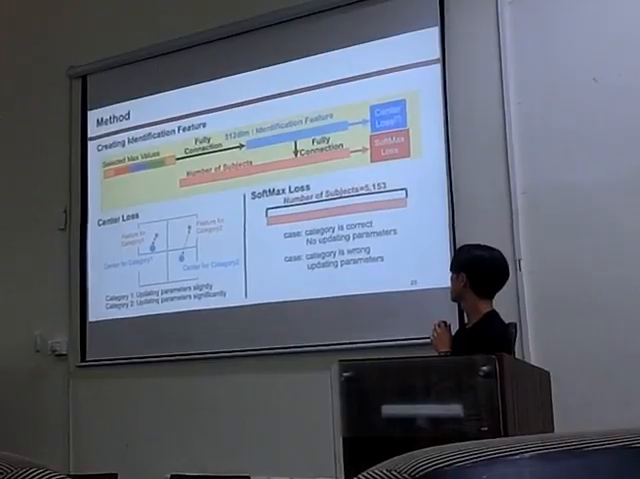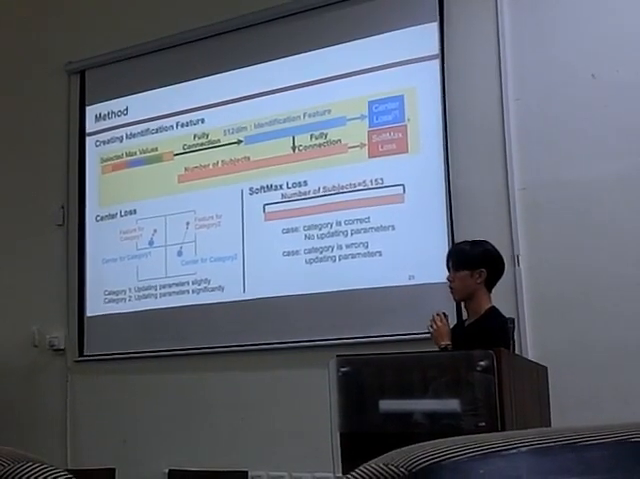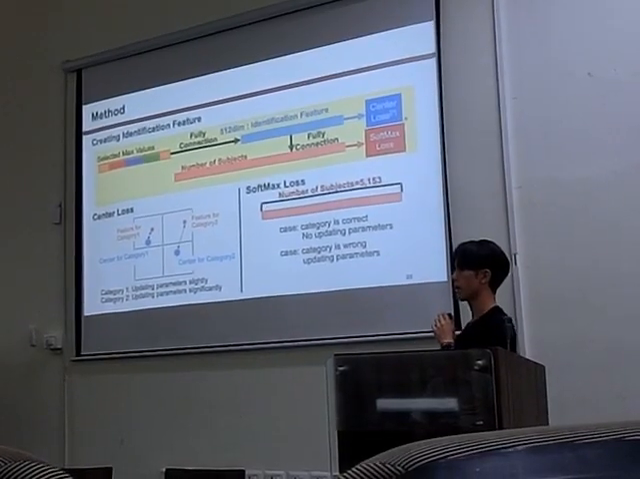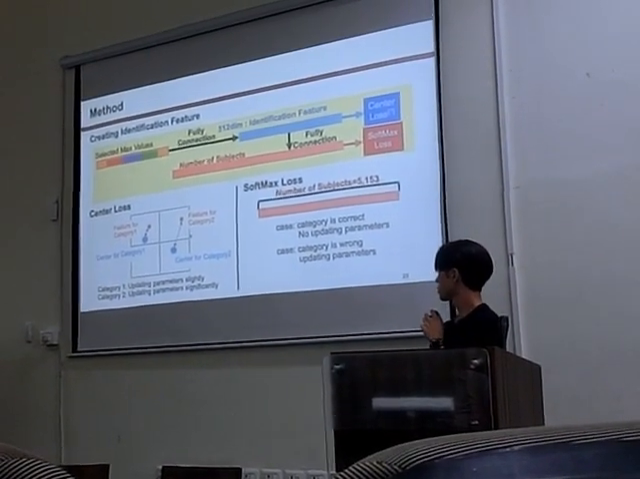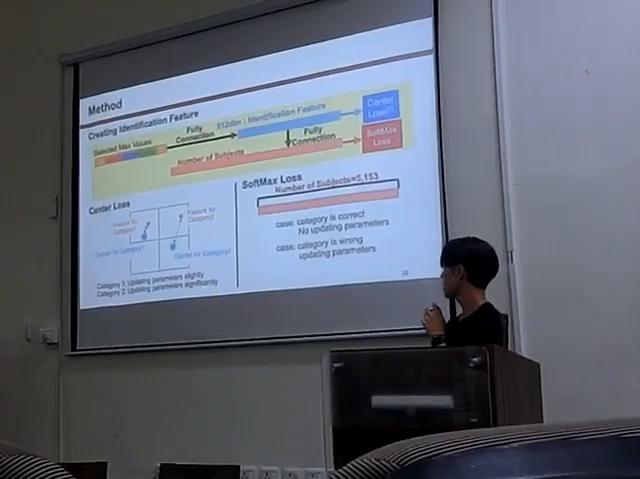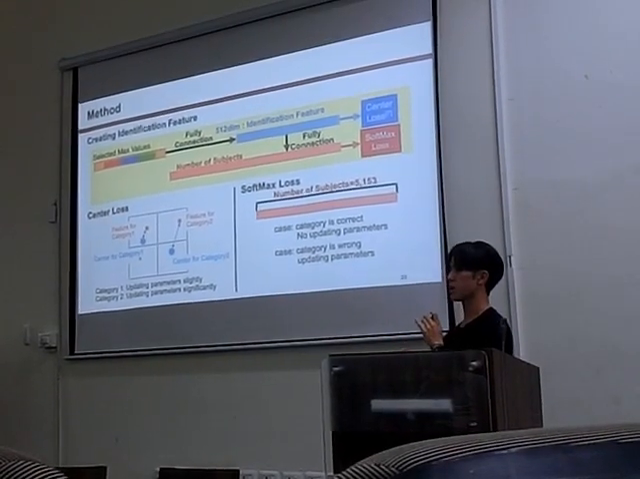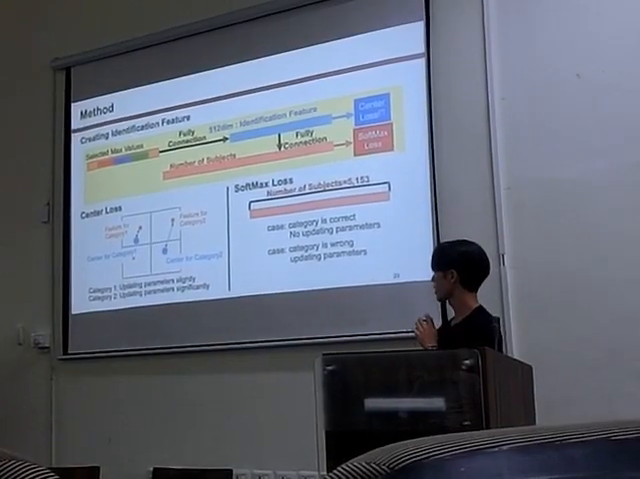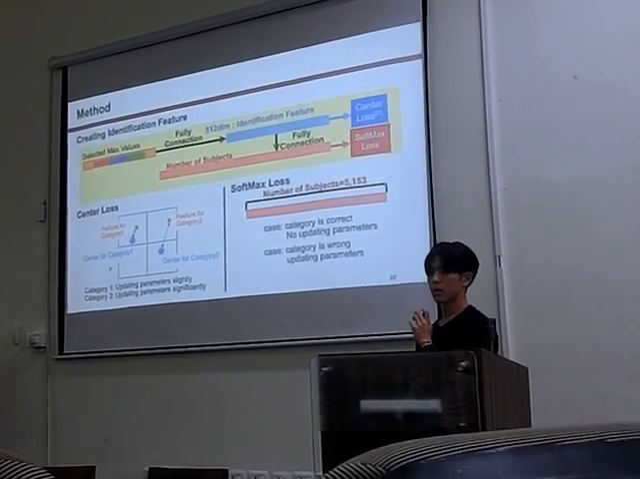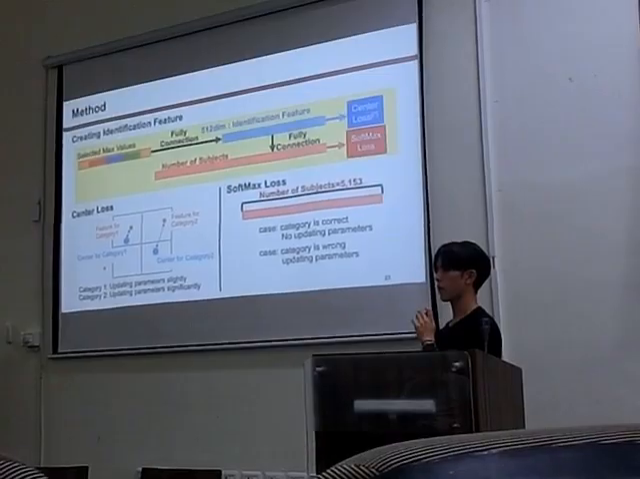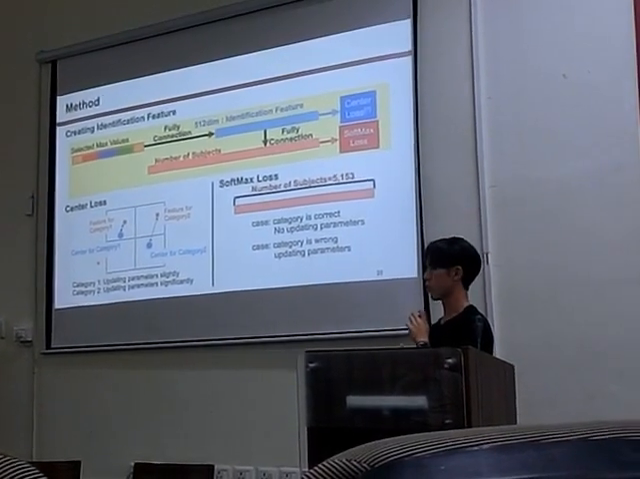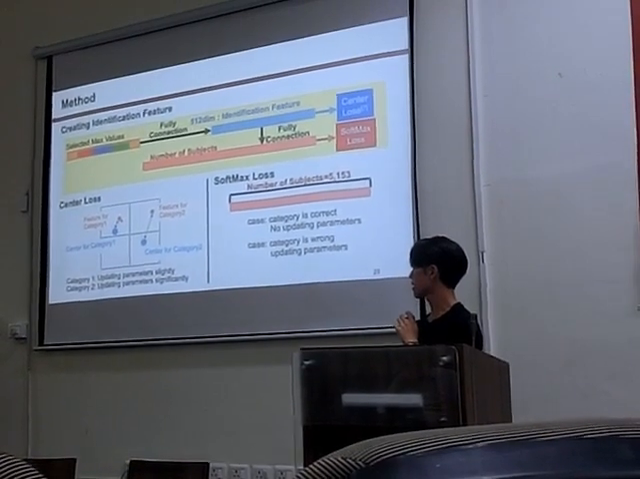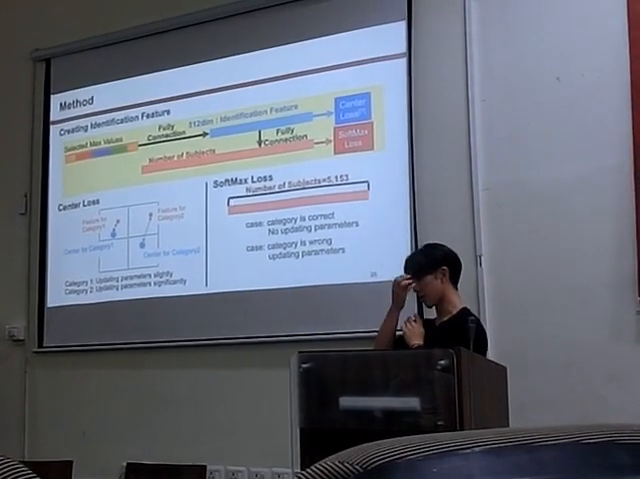5,153. Then we get the loss, two kinds of loss. Loss is used for updating network parameters, updating neural network parameters. So first is called center loss. Center loss takes the distance between the identification feature and the center of the category. The center of the category is set before starting running. So then we take this distance to calculate the loss.